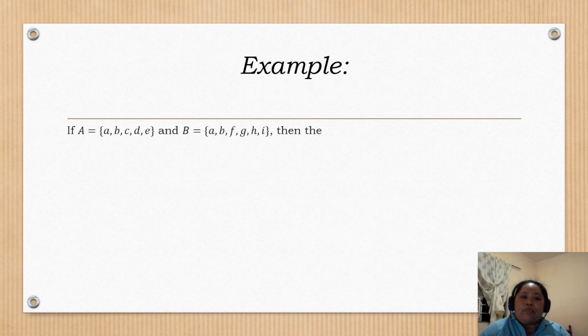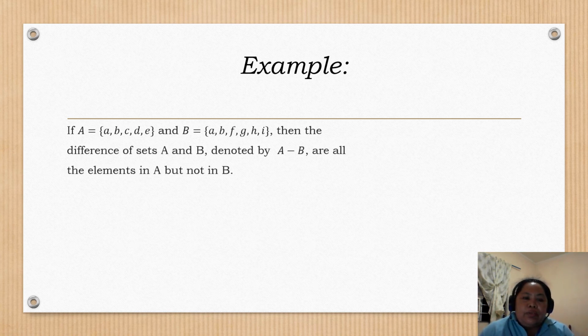Example. We have set A with elements A, B, C, D, E, and set B with elements A, B, F, G, H, I. Then the difference of sets A and B, denoted by A minus B, are all the elements in A but not in B. So the answer is C, D, E. Why? What are the only members of B? A and B. So A has C, D, E only. That is A minus B.